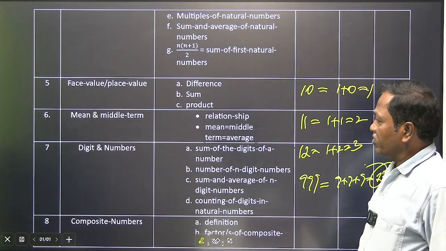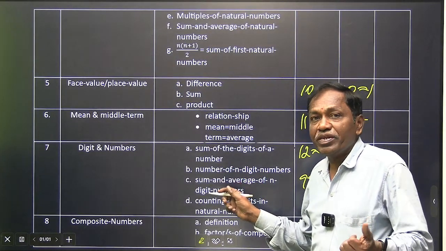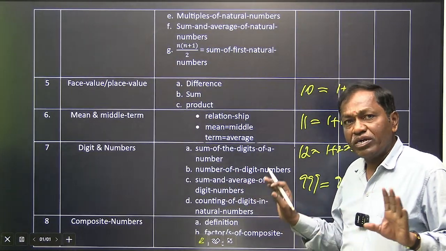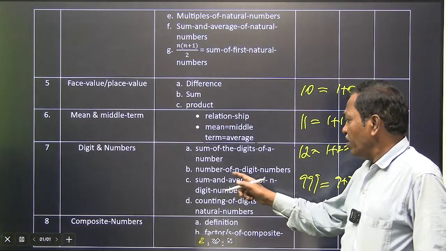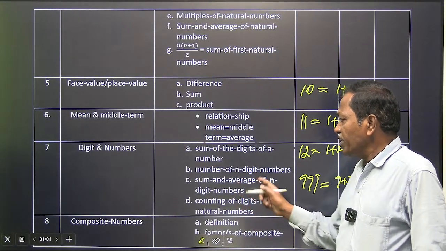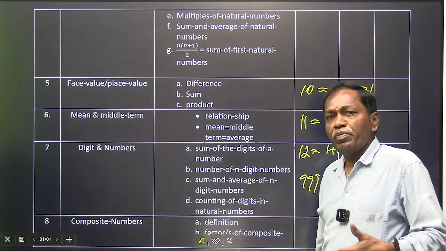It's like that. Okay. But we need to understand the terminology here. What I'm trying to say is, terminology: sum of the digits of a number. Okay, sum of n-digit numbers. Sum of n-digit numbers means the question may be asked like that.